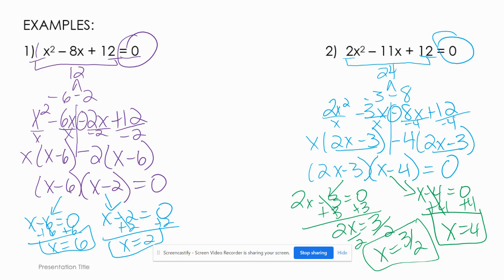So if we were graphing, we would now be able to take these, plot these on our x-axis, and we have our c value, so we know what our y-intercept is as well, and it can help us with our graph.